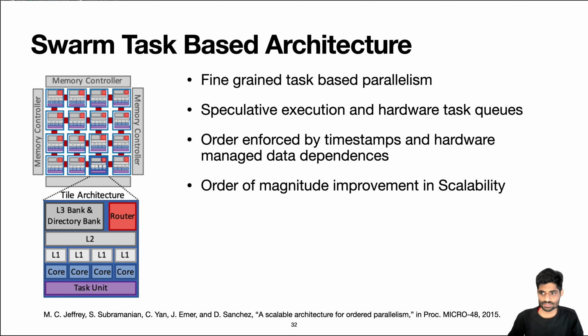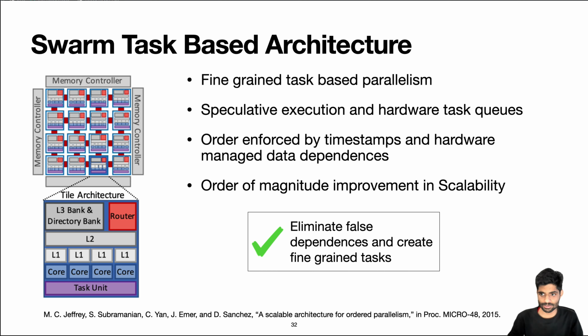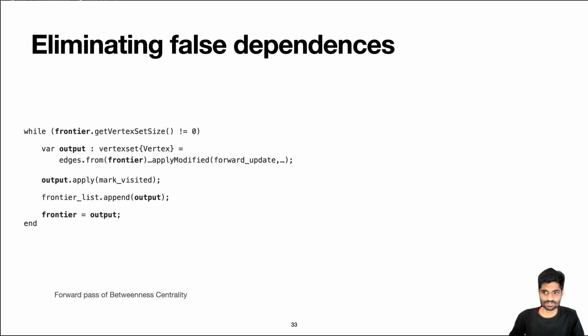Because speculation is hurt by aborts caused by conflicting data dependencies, the main focus of UGC's graph VM is to generate code that eliminates as many false dependencies as possible. To see how that works, let us look at a part of the betweenness centrality application that runs the forward pass. On the left, we have shown the Graph DSL input for the application.